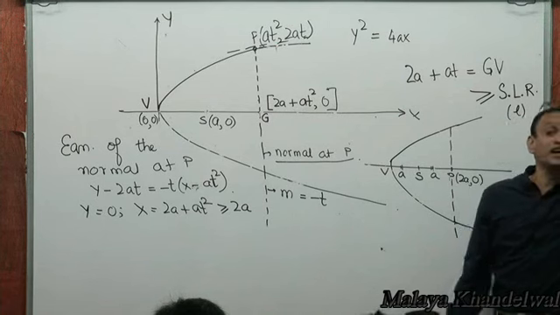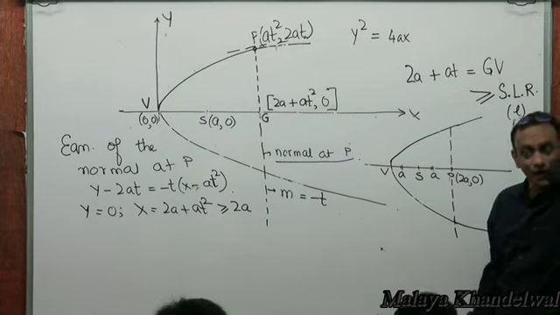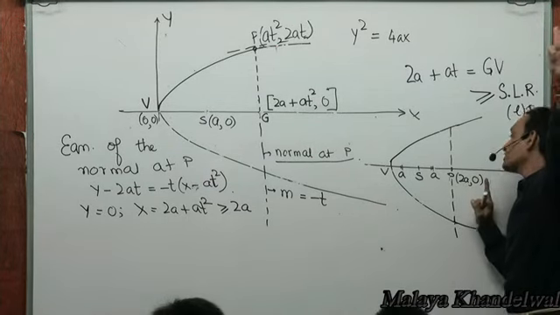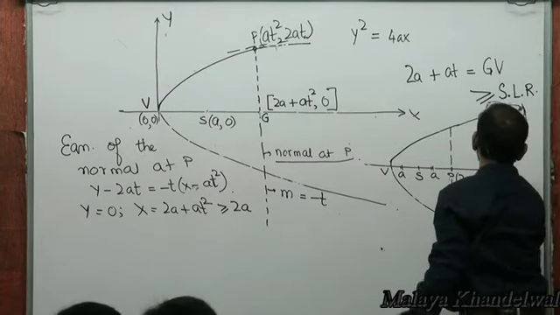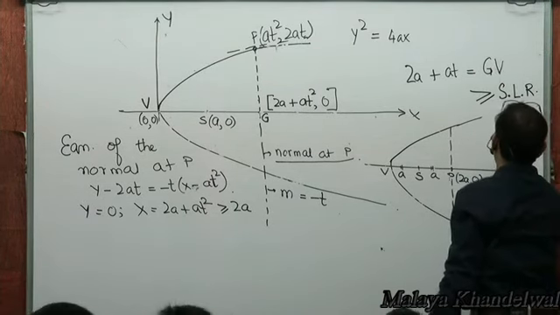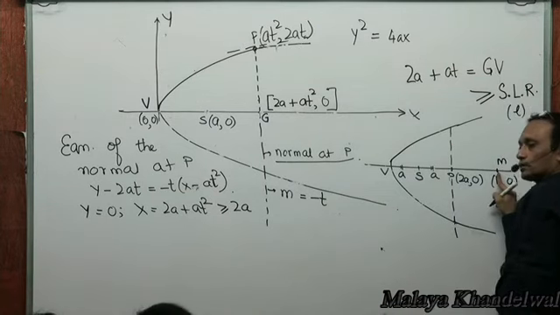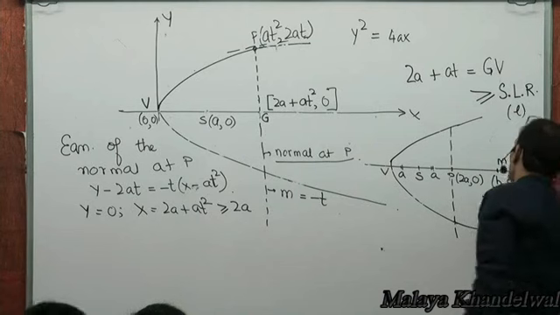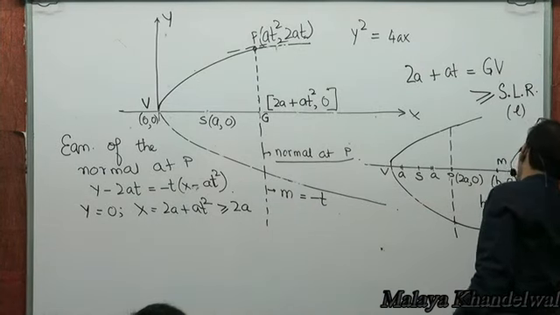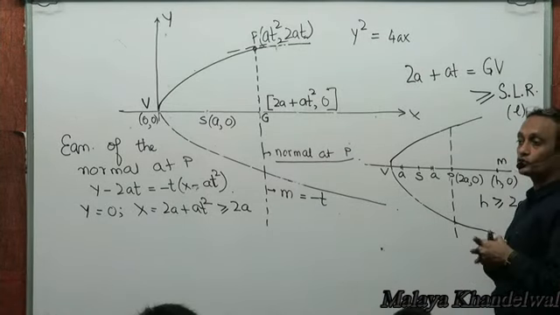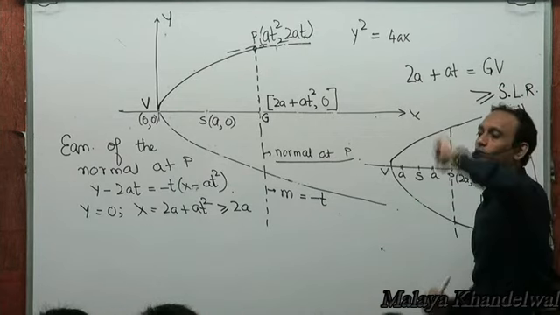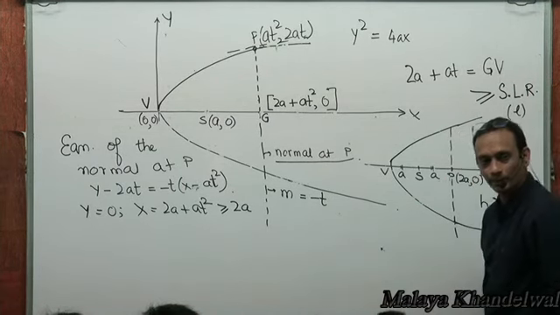So if you are seeking 3 real normals to the parabola from a point on the axis, that means you select a point M, which is h comma 0. If you are seeking 3 real normals from this point, then h must be greater than or equal to 2a. h must be greater than or equal to 2a. Only then could 3 real normals be drawn to the parabola, right?